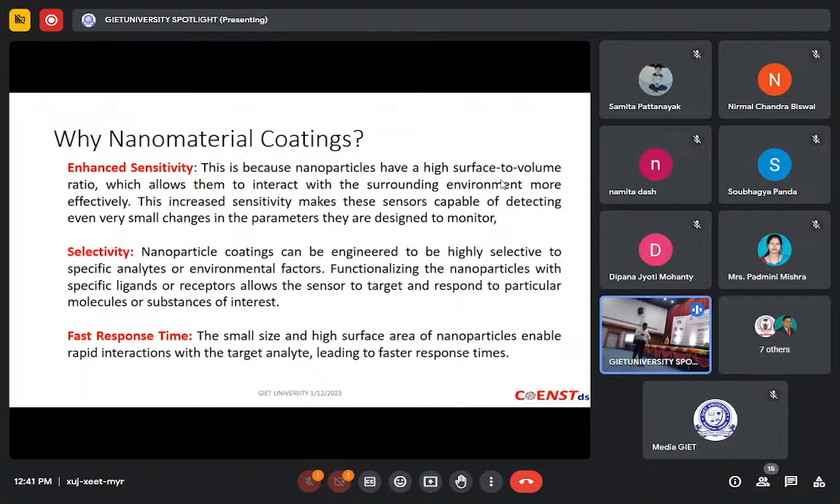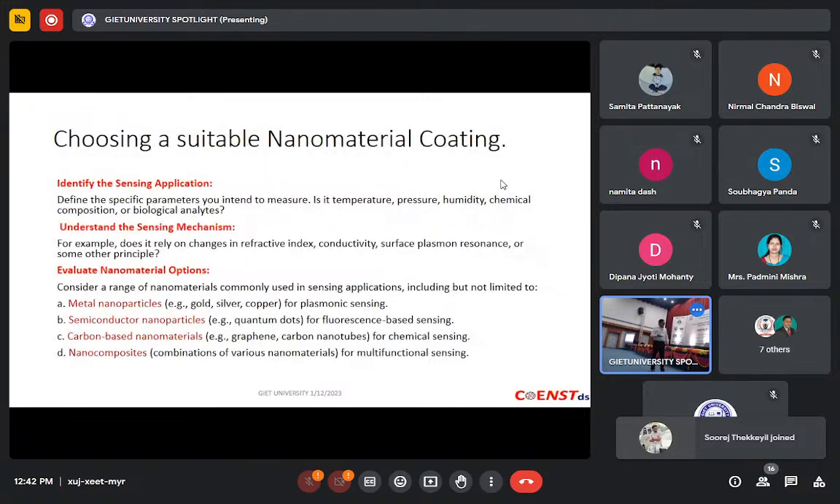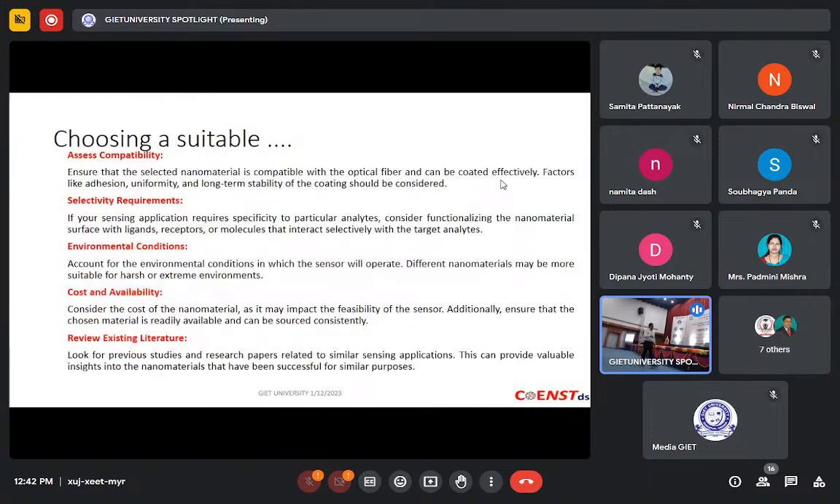So why this nanomaterial coating is used, you can see here. These are the reasons why you have to coat this nanomaterial: enhanced sensitivity, selectivity, fast response time. And how to choose the suitable nanomaterial: identify the sensing application, then understand the sensing mechanism, and then evaluate the nanomaterial. That means you have to decide which nanomaterial will work for this particular application. These are some of the criteria you also have to check: assess compatibility, selectivity requirement, environmental conditions, cost and availability, which I was talking about in the morning session.